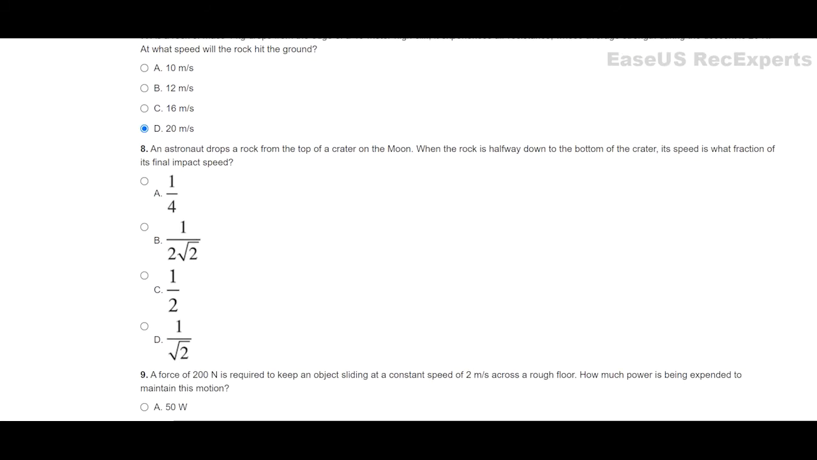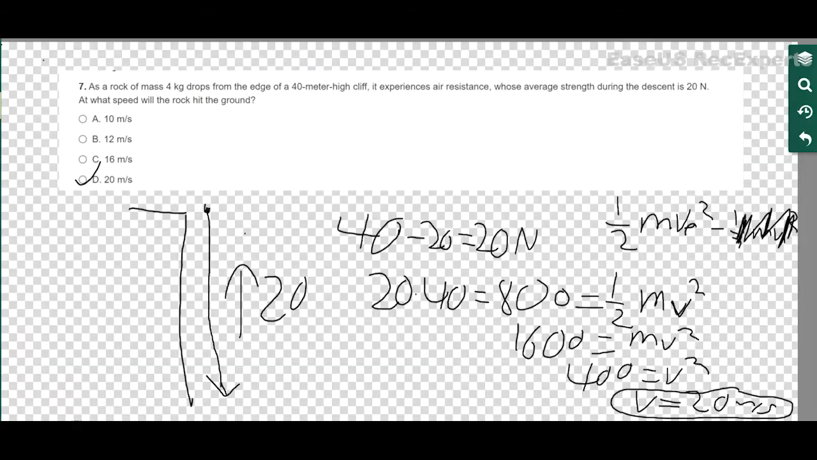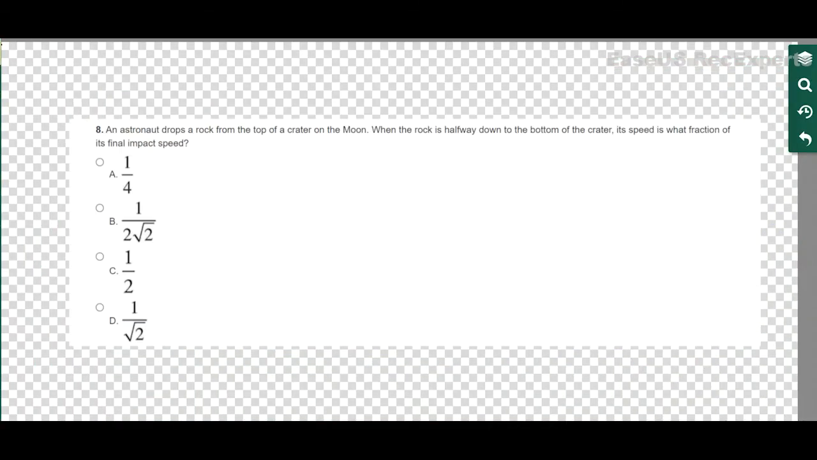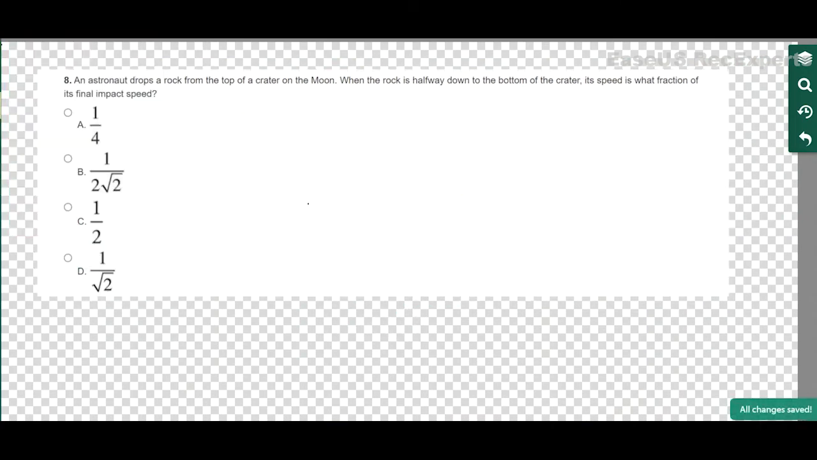Now an astronaut drops a rock from the top of a crater on the moon. When the rock is halfway down to the bottom of the crater, its speed is what fraction of its final impact speed? Alright, so we can use force times distance for this. So mgh versus mg times 1/2 h, right?